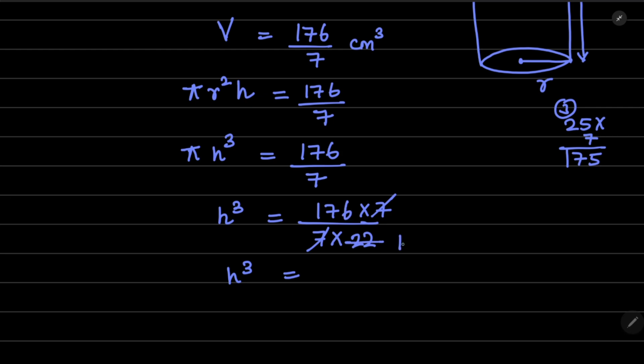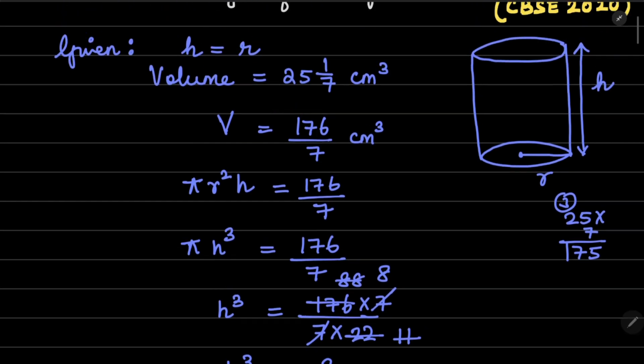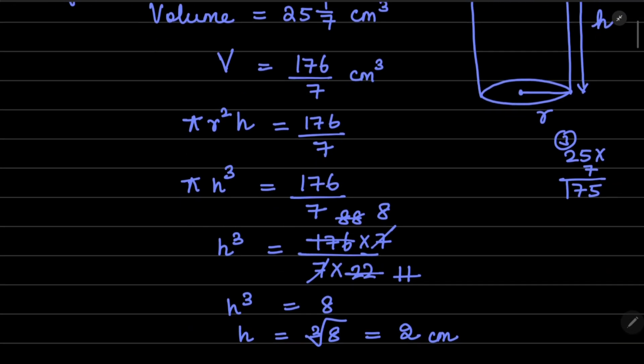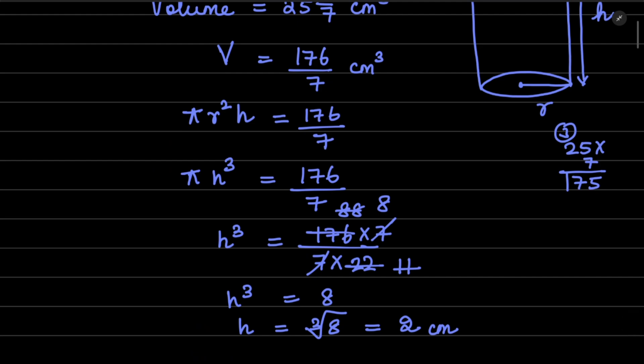So 2, with 2 you can simply reduce it, right? 2 11s are 22, and then 2 8s are 16. Again 11 into 8 is 88. So h cube equal to 8, then h is nothing but cube root of 8, which is nothing but 2, the unit is centimeters. Therefore, the height of the cylinder is 2 centimeters. So this is a very easy problem. It was asked in the CBSE 2020 paper.